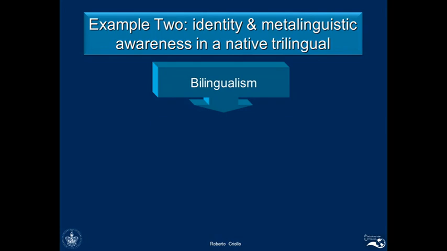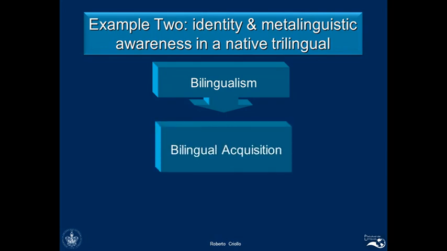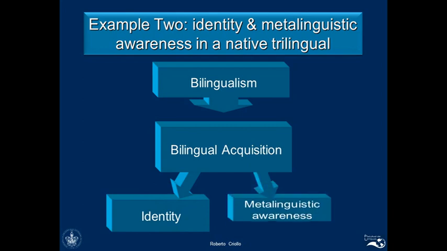And then after that, we were interested in a particular kind of bilingualism, the one that is called bilingual acquisition or native bilingualism. So we look at the definition of bilingualism in general, then we go to a particular kind of bilingualism, and from there we were interested in 2 particular aspects of bilingual acquisition. First of all, identity, and secondly, metalinguistic awareness.